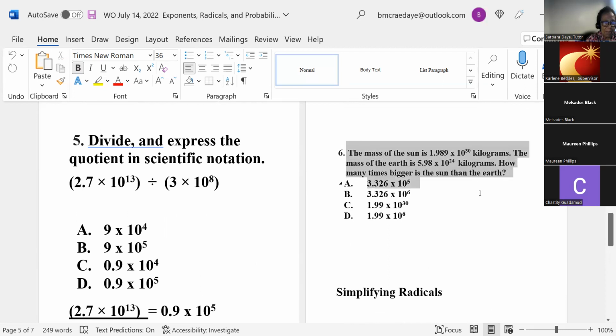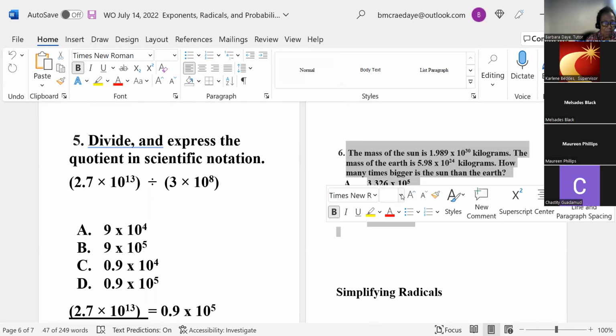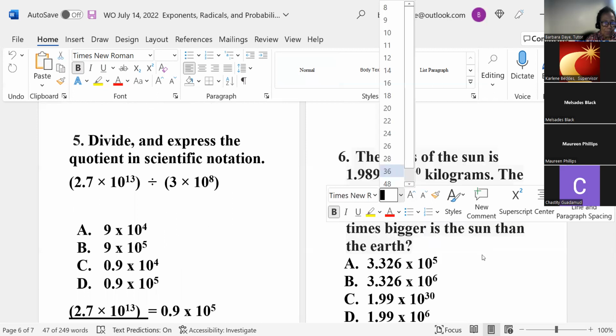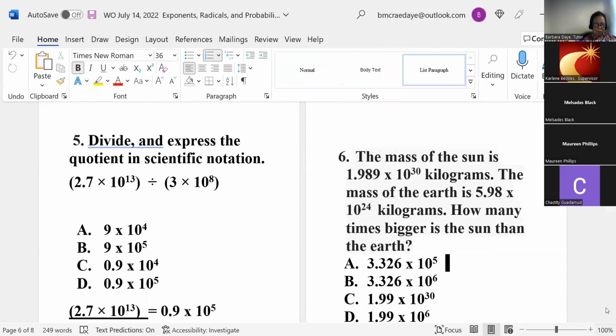Mercedes, read number 6. Let me just make it bigger for you. Okay, read number 6. The mass of the sun is 1.989 times 10 to the 30th power in kilograms. The mass of the earth is 5.98 times 10 to the 24th power kilograms. How many times bigger is the sun than the earth?